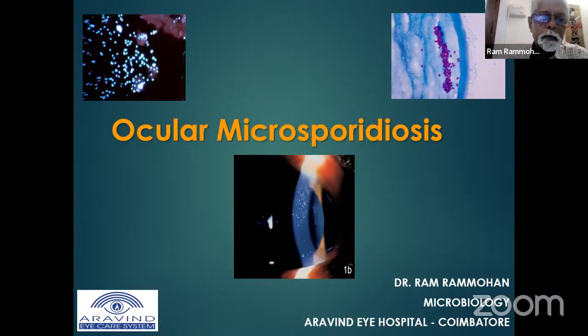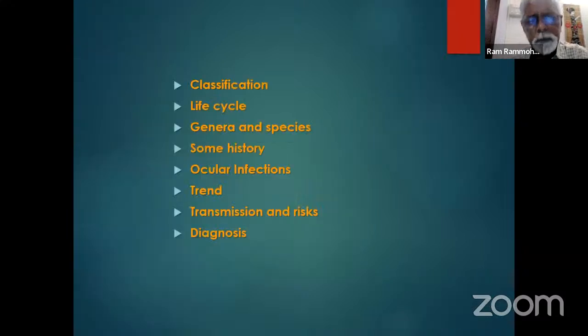Right. So, ocular microsporidiosis is our topic, and the slides on top we're going to see again in the next few slides. Briefly, I'm going to cover the classification, a little bit about the life cycle, and what we know about the genera and species and what we don't. A little bit of history with respect to the subcontinent. What are the types of ocular infections? I'm not going to go too much into the clinical because you have enough to say on that. And some of the trends, and some transmission and risks that we suspect. And of course, the most important is the diagnosis part.